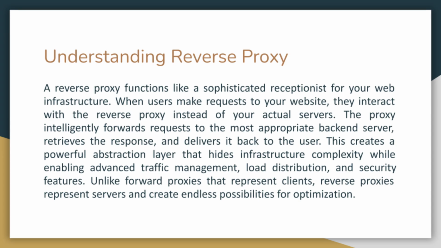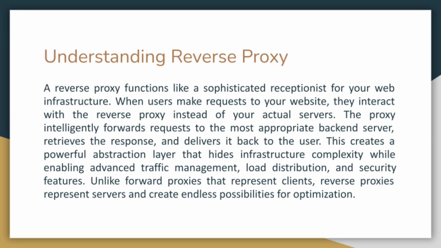Here's the key distinction. A forward proxy acts on behalf of clients, hiding their identity from servers. A reverse proxy does the opposite. It acts on behalf of servers, hiding the server infrastructure from clients. When a user visits your website, they think they're talking directly to your server. In reality, they're talking to your reverse proxy, which then communicates with your actual servers behind the scenes. This creates a powerful abstraction layer. Your users get a seamless experience, while your backend infrastructure can be as complex as needed. Multiple servers, different technologies, various services, all invisible to the end user.